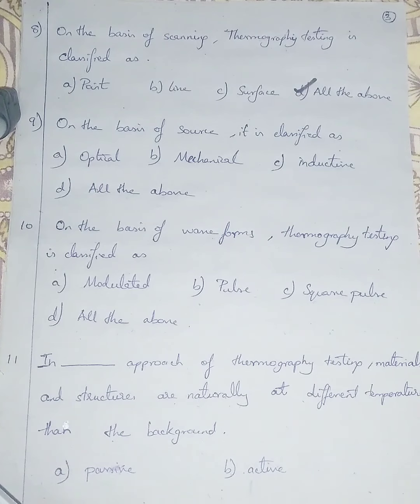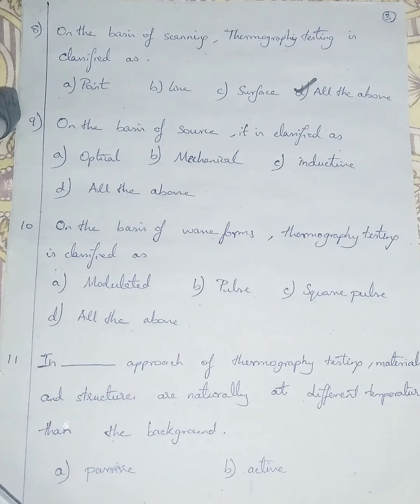In point scale, we will be going with only a point, scanning only on a particular point. If there is a line, the scanning will be done on the line. On surface, we will be scanning along the surface. So I'm going with option number D, all the above.